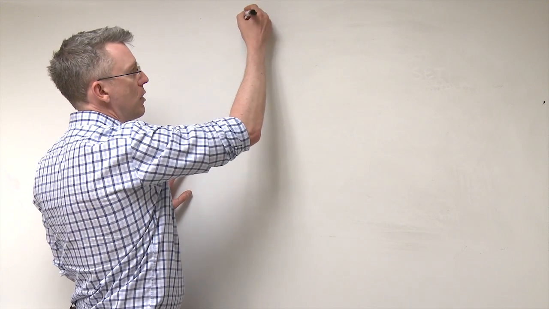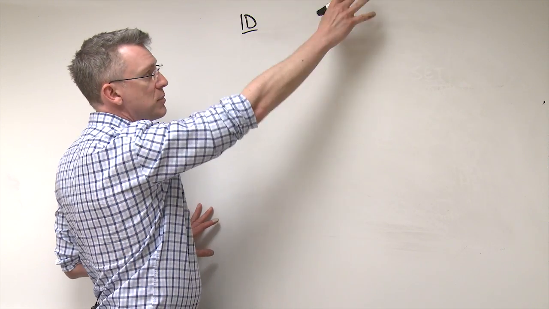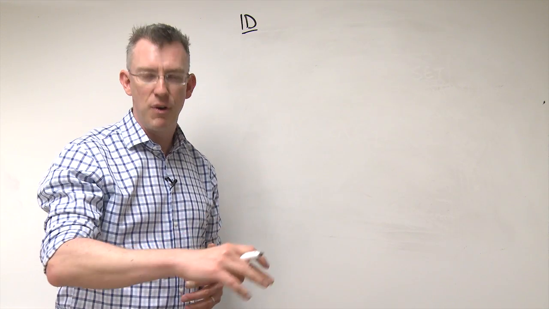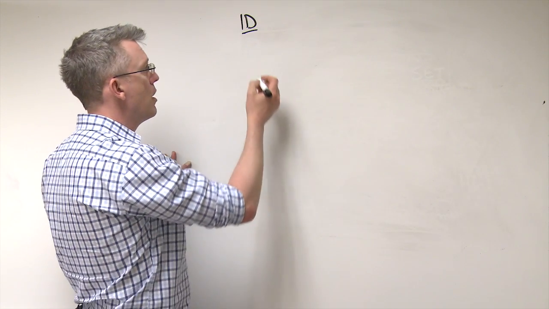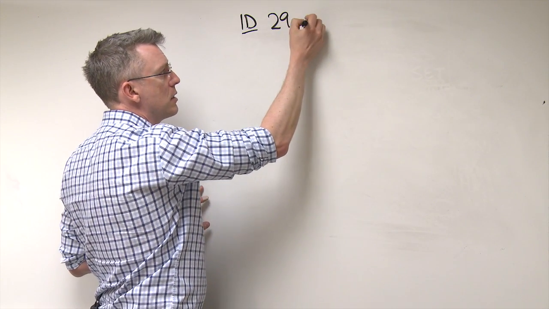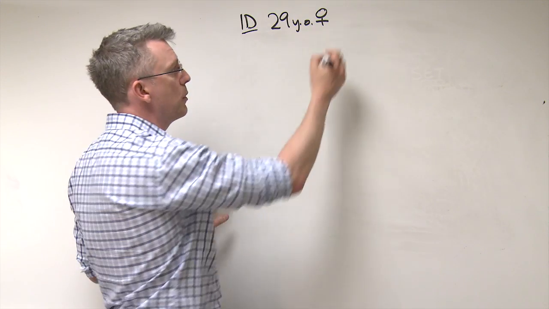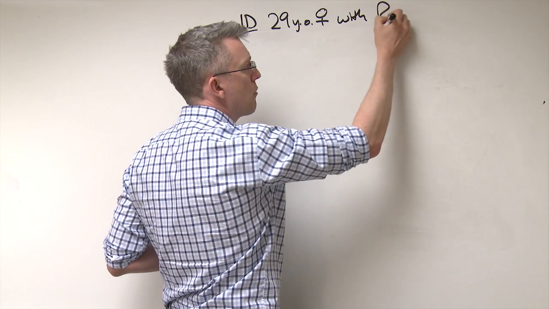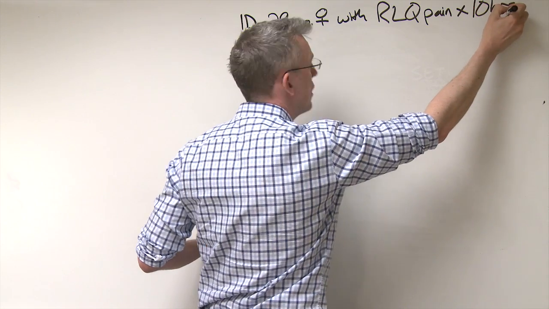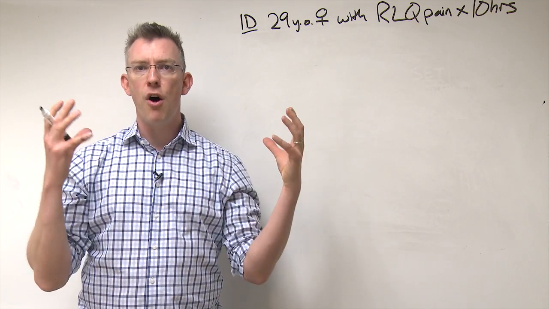First of all, you'll put the patient ID up front. The patient's name is usually already stamped on things, so you will have already checked to make sure you're in the right electronic record or that you've got the right patient stamp or name on the paper. But the ID itself is usually something like 29-year-old female with right lower quadrant pain times 10 hours. In the ID, it gives the overall picture.